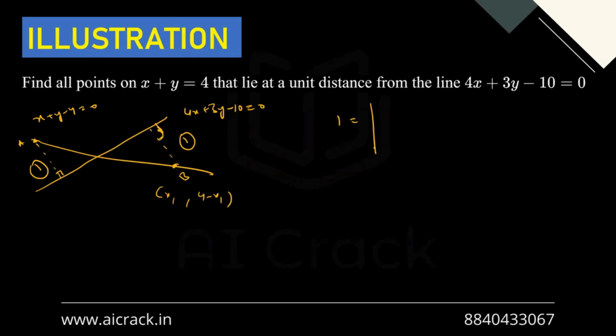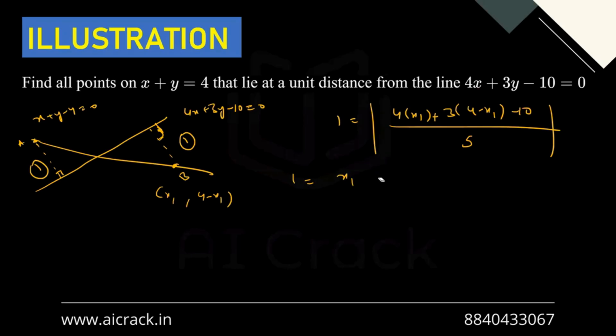So 1 equals modulus of ax1 plus by1 plus c over root of a squared plus b squared, that would be 4 times x1 plus 3 times (4 minus x1) minus 10, divided by root of 4 squared plus 3 squared, that would be 5 only, and that is equal to 1. Now let's try to solve it with the plus sign first. So 1 equals 4x1, and we get minus 3x1, so that would be x1, plus 12 minus 10, so that is 2. So (x1 plus 2) divided by 5 equals 1. That gives me x1 plus 2 equals 5, that is x1 equals 3.